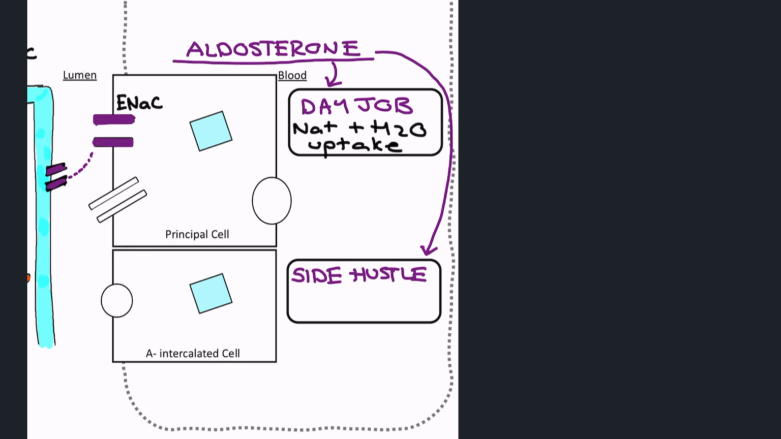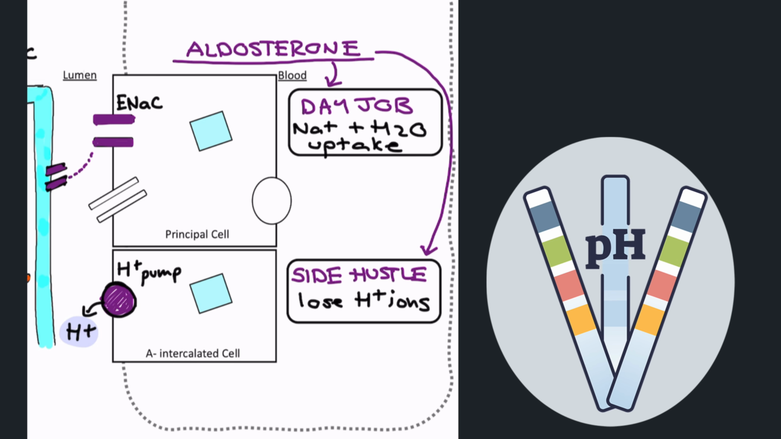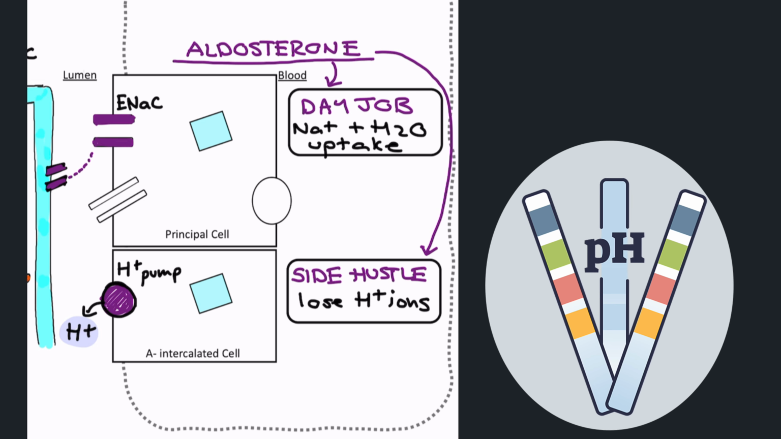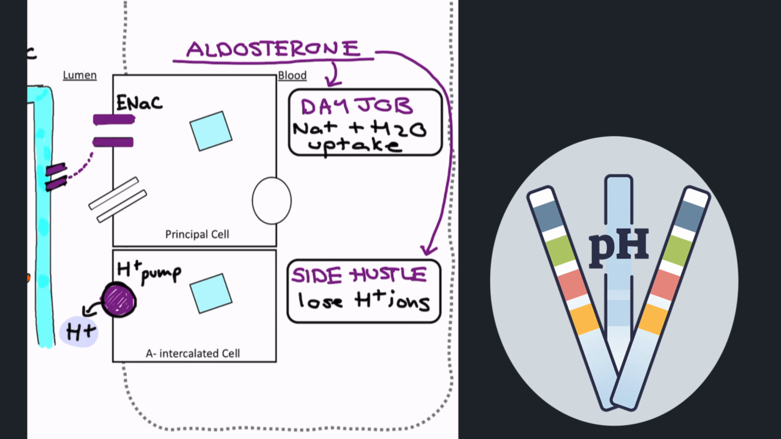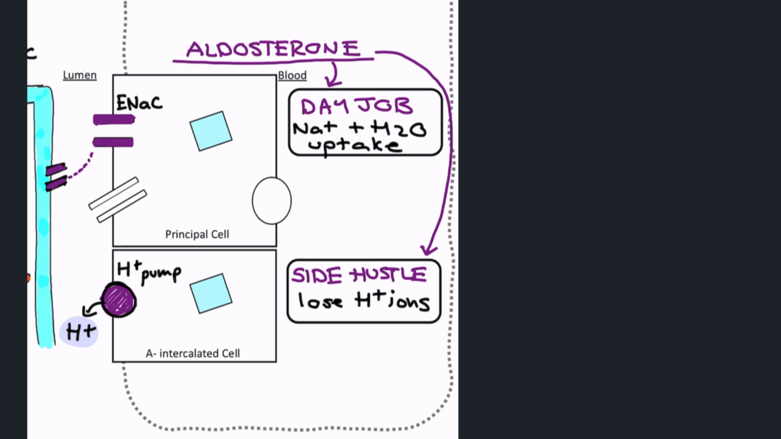But it also has a side hustle, and that side hustle is promoting hydrogen pumps in the collecting duct as well. So promoting the amount of hydrogen that ends up in our urine, and hydrogen ions are just acid, right? So aldosterone helps us to lose acid in our urine. Okay, so aldosterone has those two functions, the day job and the side hustle.